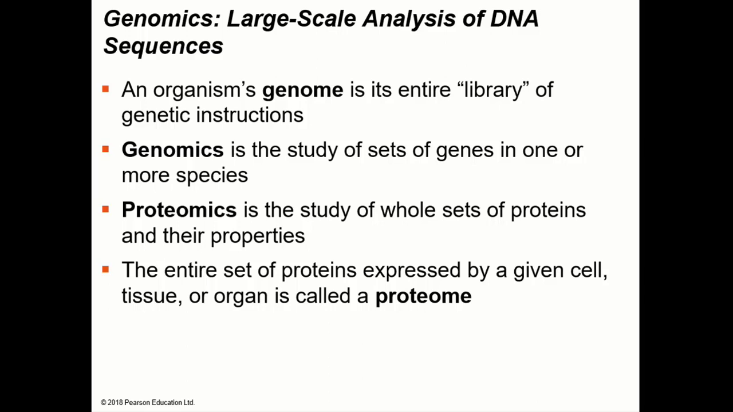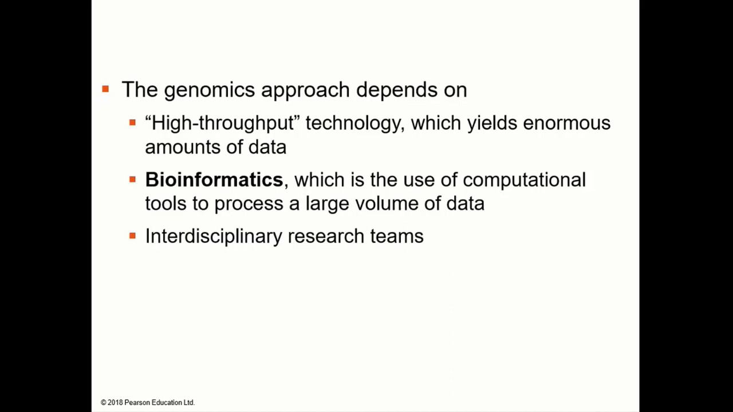An organism's genome is its entire library of genetic instructions, the combination of all the things in those genes. So genomics is the study of the sets of those genes in one or more species, not only for one particular species but for more species. Proteomics is the study of the whole set of proteins and their properties. If you just need to know the concept, you are sorted for this. The entire set of proteins expressed by a given cell, tissue or organ is called the proteome.